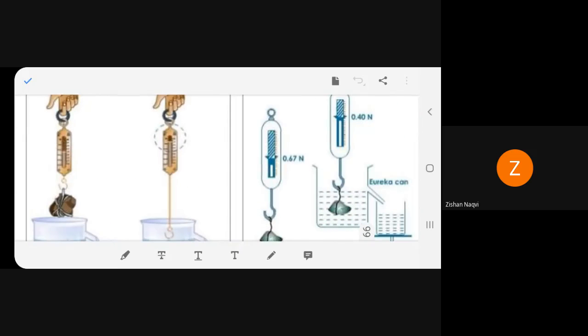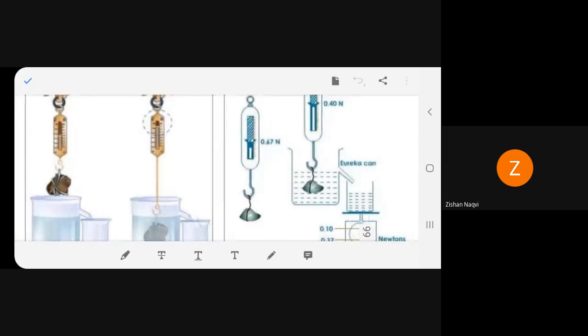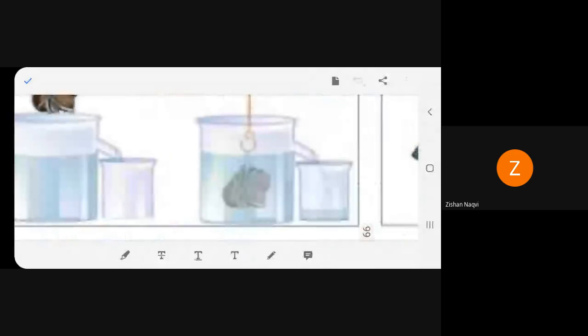Now look over here. This is a spring balance. You have a stone tied to the spring balance. And it has got a spout. Can you see the spout? The outlet, it's called a spout. This is an outlet, isn't it? Yes, fine.